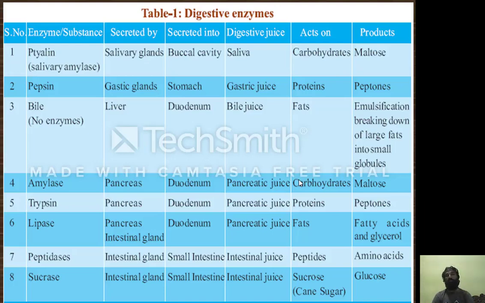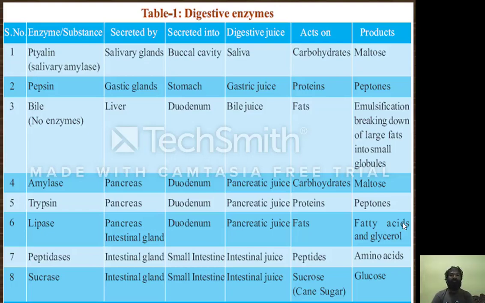The pancreas releases the pancreatic juices into the duodenum, that is amylase, trypsin and lipase. Amylase converts carbohydrates into maltose. Trypsin converts proteins into peptones, and lipases convert fats into fatty acids and glycerols. After that digestion at the duodenum, the food enters the small intestine.